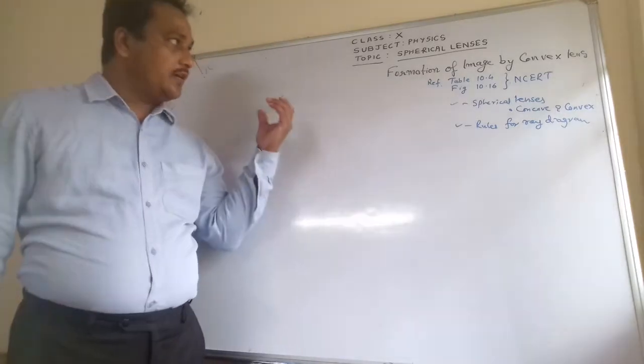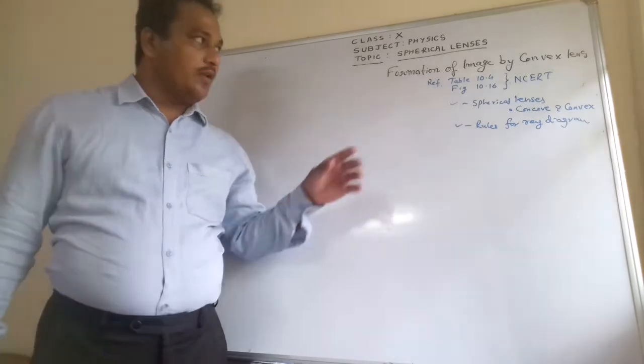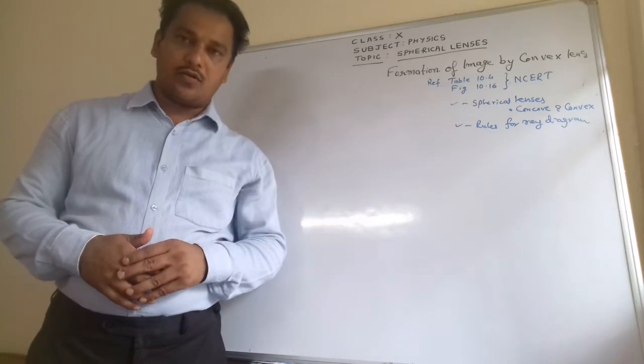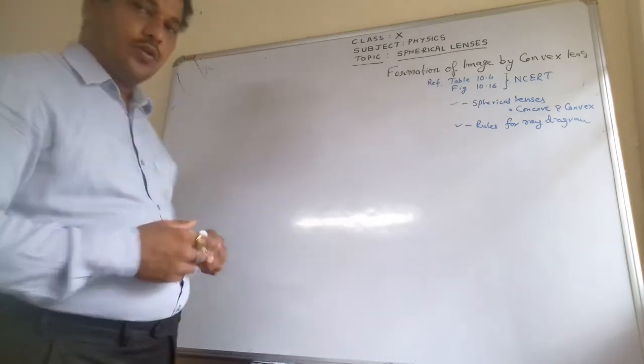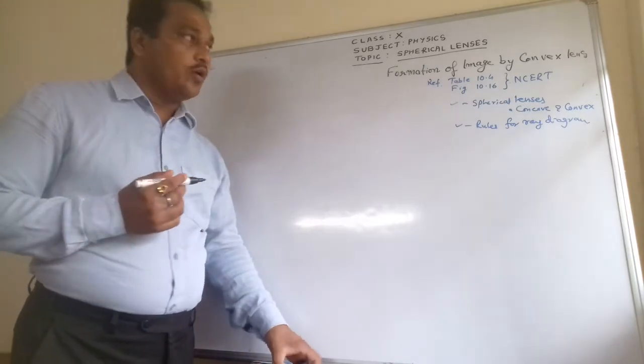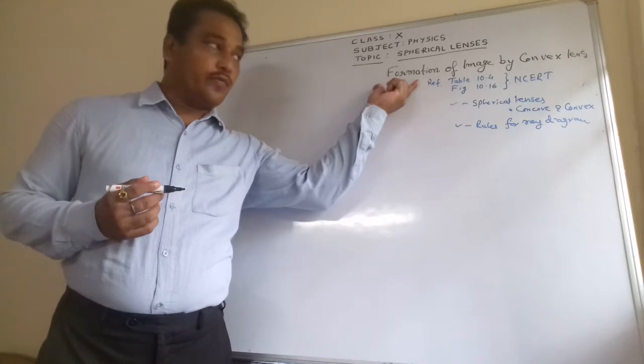In the chapter Light, Reflection and Refraction of class 10 physics, we have discussed spherical lenses, concave and convex, and the rules for drawing the ray diagram. Hope you have revised this. Today we will discuss the formation of image by convex lens.